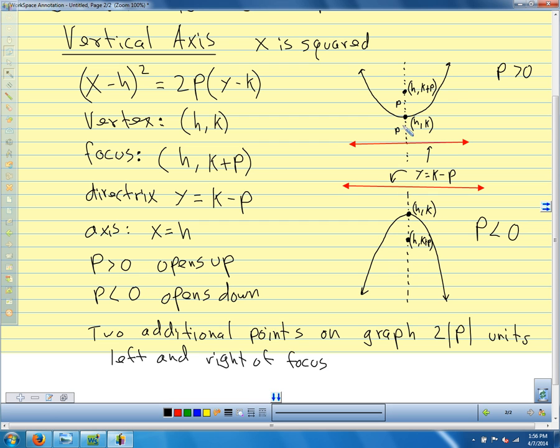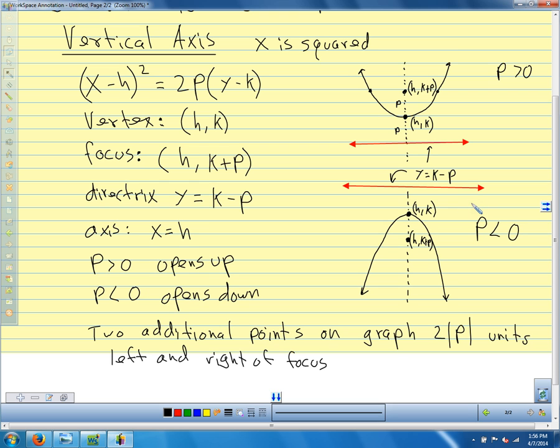So if I move over 2p units from the focus here to the right and 2p units to the left, I get points that are on my parabola. And I think that's what you were thinking of, Julia. The segment that goes through the focus and through these two points is called the latus rectum. All right. Questions so far?